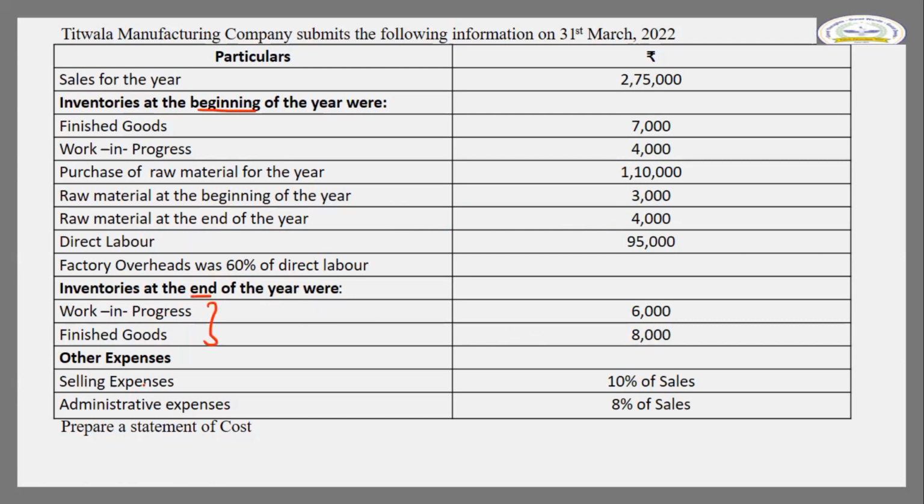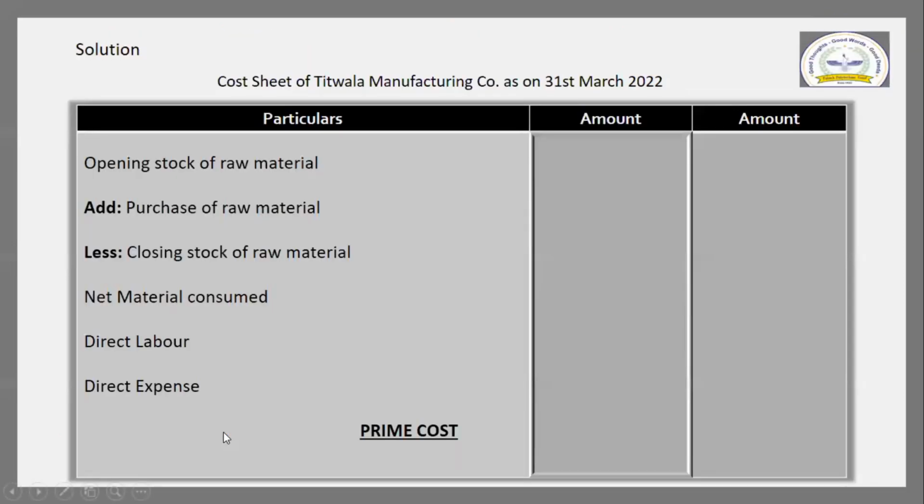Other expenses are given: selling expenses 10% of sales, administrative expenses 8% of sales. And they have asked us to prepare a statement of cost. So first we are going to write the statement of cost. Cost sheet of Titwala Manufacturing Company as on 31st March 2022. So students, we are going to make particulars, amount.